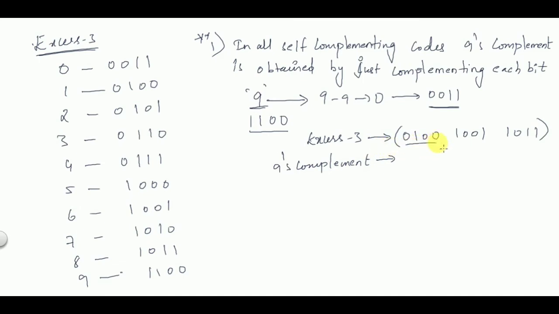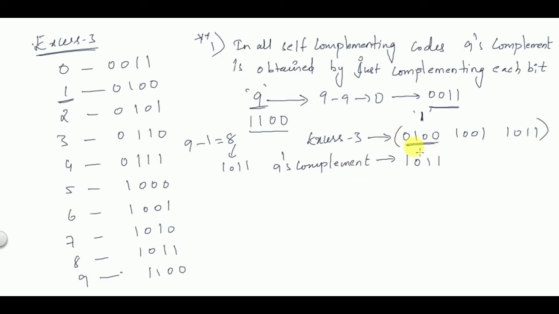What is the representation of 0100 in XS3 code? Its representation in decimal is 1. So what is the 9's complement of 1? 9 minus 1 is 8. And 8 in XS3 code is 1011.